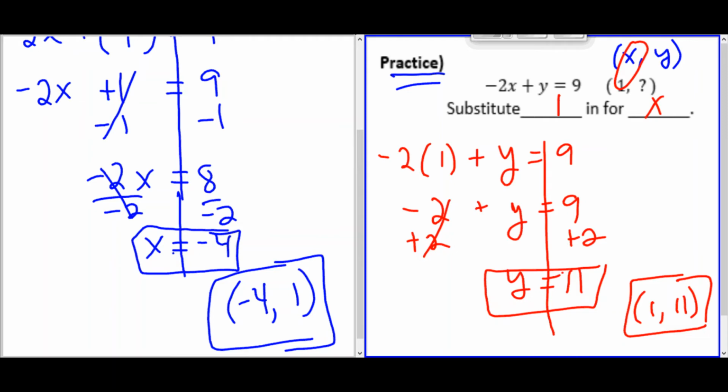Okay, so hopefully you paused it. So here we're substituting 1 in for x. So negative 2 parentheses 1 plus y equals 9. We're going to simplify: negative 2 times 1 is negative 2. So negative 2 plus y equals 9. Add 2 to both sides. So you get y equals 11. So your ordered pair here is (1, 11).